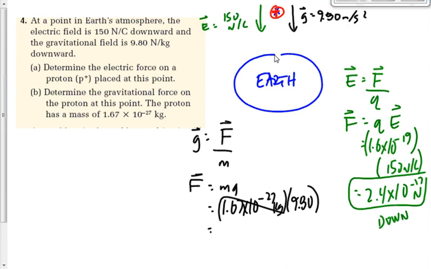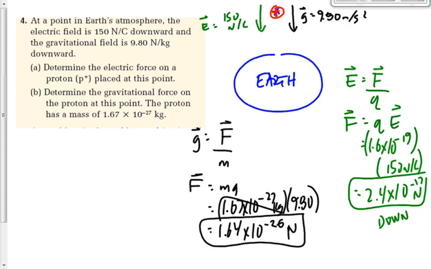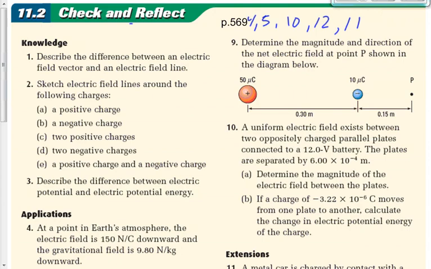Or is it 1.6 or 1.5? Times 10 to the minus 26. Should be 26, I think. Because we're multiplying 10 to the minus 27 by 10, basically, right? And that's a downward force as well. Gravity is the easy one, because gravity is always in the same direction as the field. The electric force isn't. It depends on whether it's a positive or negative. Good? Okay, the next question we wanted to go over was number 5.